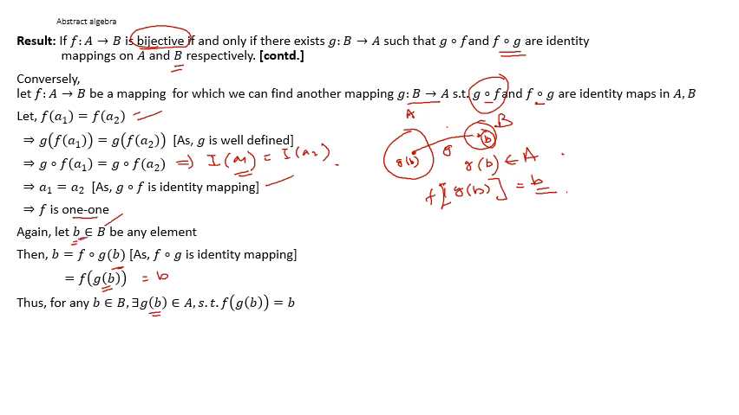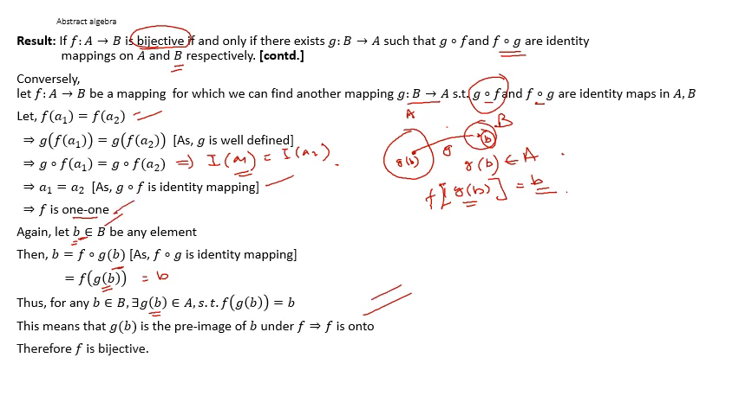So every element B belongs to capital B, B is an arbitrary element. It has a pre-image that is G of B under F. That means F is onto. So F is 1-1, F is onto, and therefore F is clearly bijective. So if we assume the condition to be true, that means given any F from A to B, there exists a mapping G from B to A such that GOF and FOG are identity mappings of A and B, then we see that the mapping F is a bijective mapping.